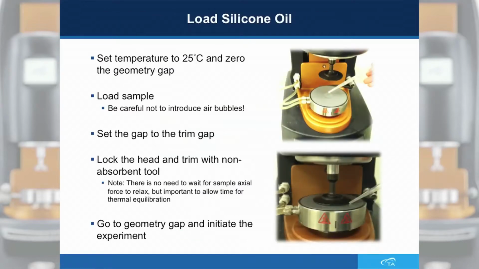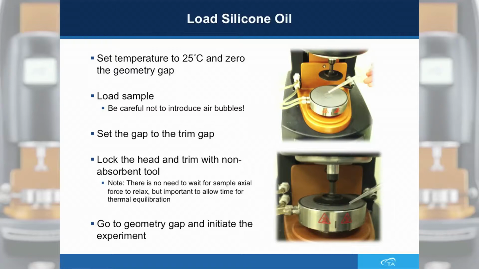Confirm that the temperature has reached the set value of 25 degrees and is stable before zeroing the geometry gap. On the center of the plate, place a small portion of silicone oil, taking care not to introduce any bubbles. Set the gap to the trim gap and confirm there is enough sample to fill the gap.